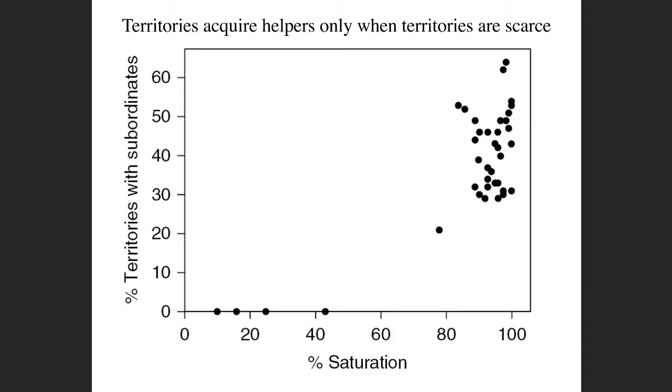So as the territories became more and more saturated, they started to become... only when they became about 80% saturated did you start to see helpers, right?